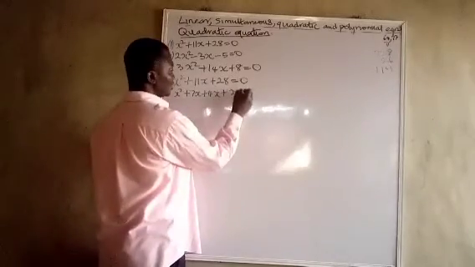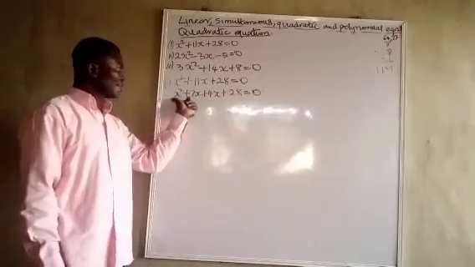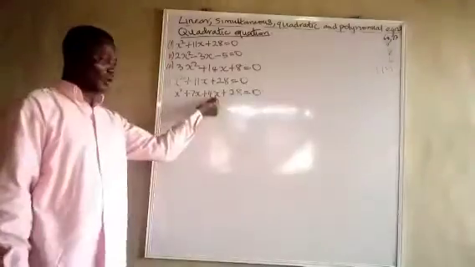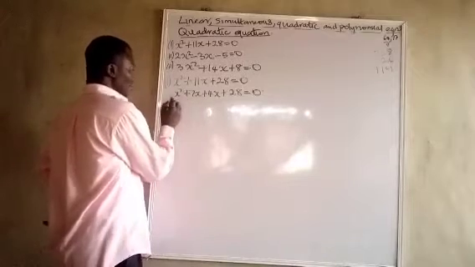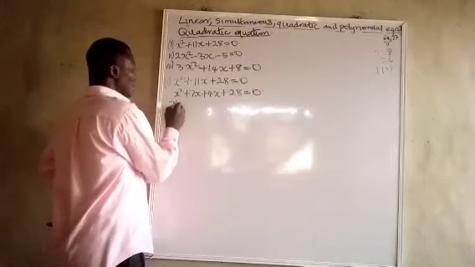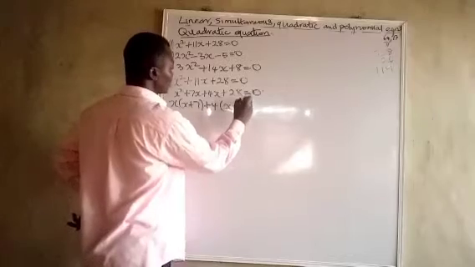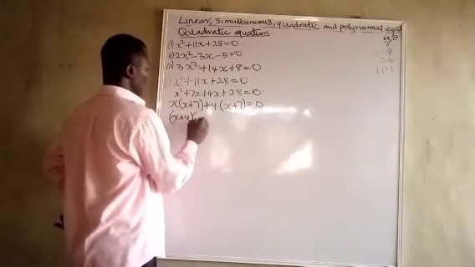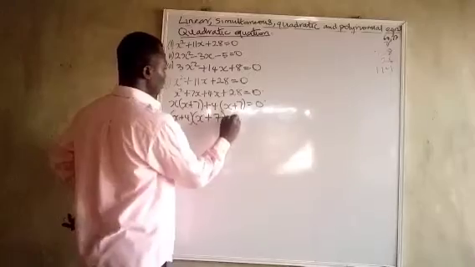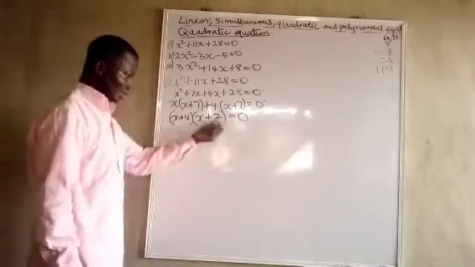Plus 28 equals 0. If you look at it, 7x times 4x is 28x squared. So in factorizing, we look for what is common to these two. We have x into x plus 7 plus 4 into x plus 7 equals 0. Factorizing again, we have x plus 4 into x plus 7 equals 0. So the factors are x plus 4 and x plus 7.